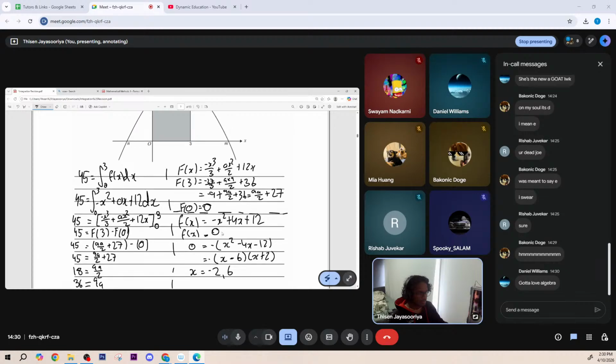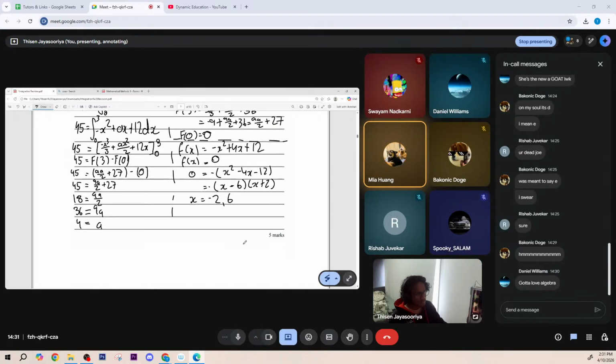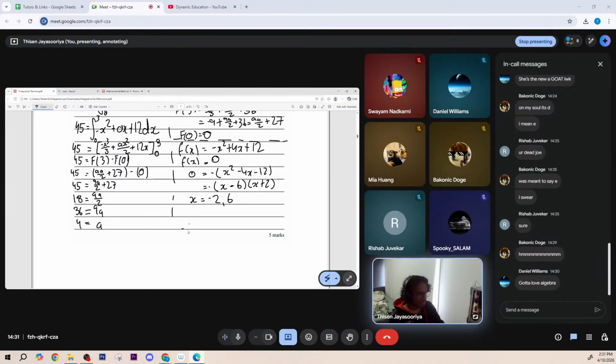So I'll ask Mia, what is the value of n and what's the value of m? N would be negative 2 and m would be 6. Yeah, so that means a equals 4, n equals negative 2, and m equals 6. That's a 5-mark question. I'm just going to say that now. So that's an eighth of your paper.